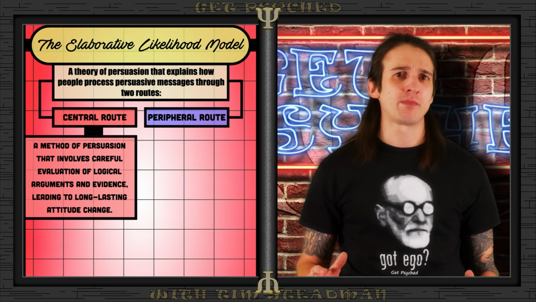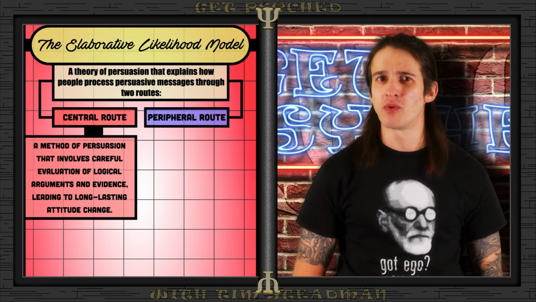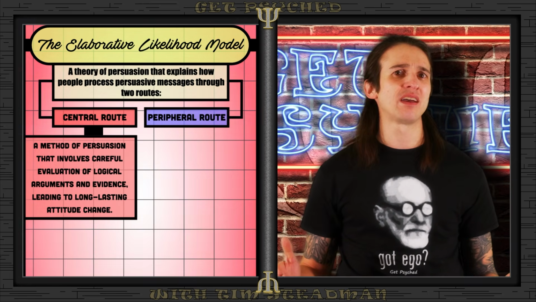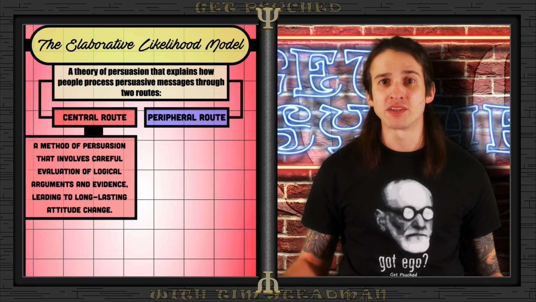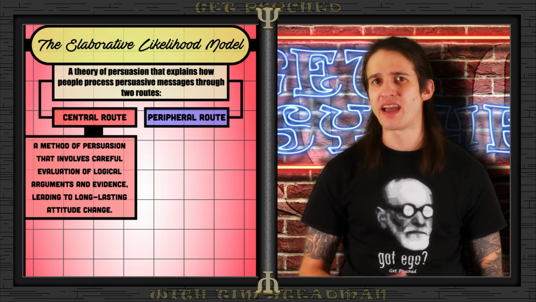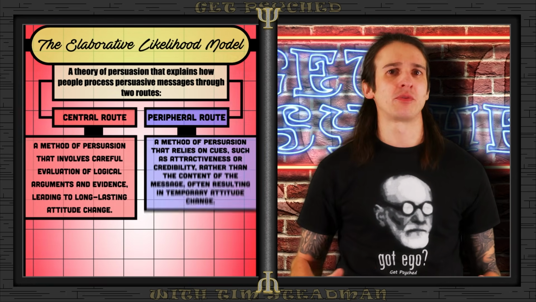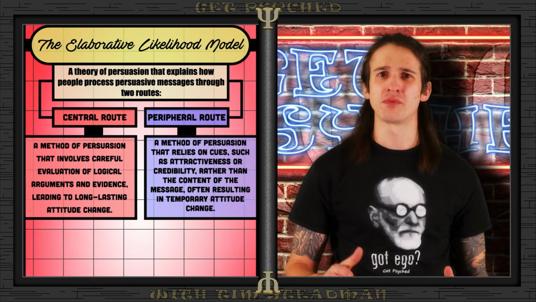If you're trying to convince your parents to let you stay out past curfew, you might hit them with well-reasoned points like, well, all my homework's done and I'll text you every hour to check in so you know I'm safe, things like that. This approach works best when the person you're persuading is motivated to listen and actually cares about the issue.